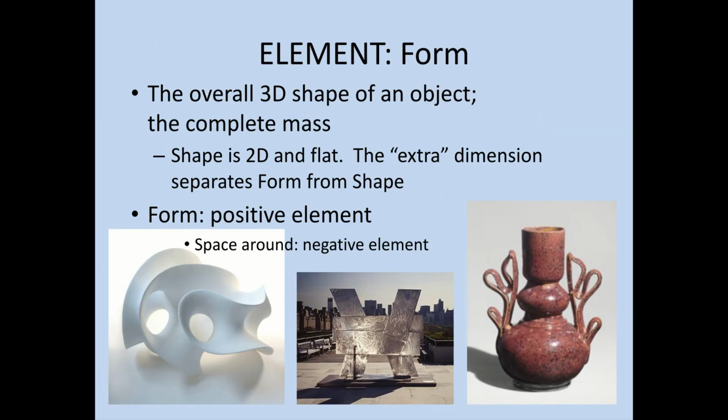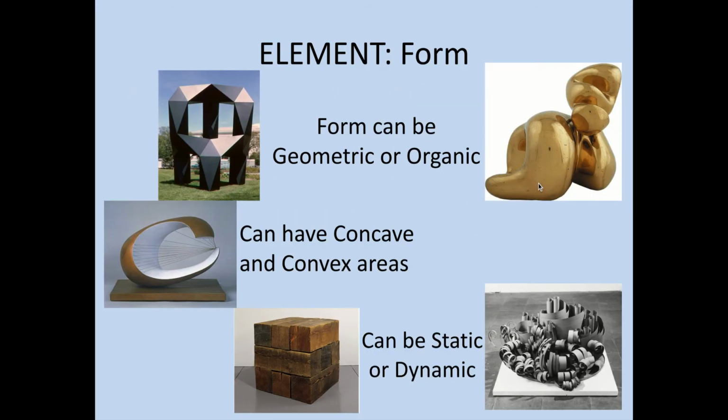So the first one is form. That's going to be the most important one in a 3D class. It is that complete mass of an object. Shape we'll get to. Shape is flat. But the form, when we're looking at a sculpture, is the positive component of the sculpture. And then the space is everything else, kind of that negative element, which we'll get to.